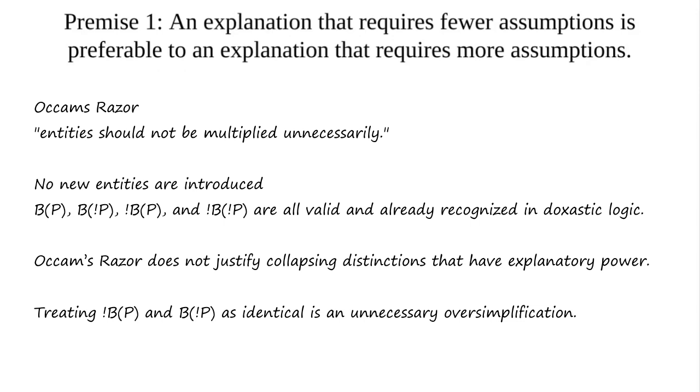However, the author's argument doesn't seek to eliminate new unnecessary entities, it simply ignores very valid distinctions between belief states. The positions of believing P, believing not P, not believing P, and not believing not P, are all valid and already recognized in doxastic logic. Ignoring these distinctions does not make them disappear nor eliminate unnecessary entities. The author misapplies simplicity in Occam's razor. The razor does not justify collapsing distinctions that do in fact have explanatory power. The fact that not believing P and believing not P describe different cognitive states means that treating them as identical is an unnecessary oversimplification. Thus, premise 1 cannot justify the conclusion that collapsing these states is preferable.